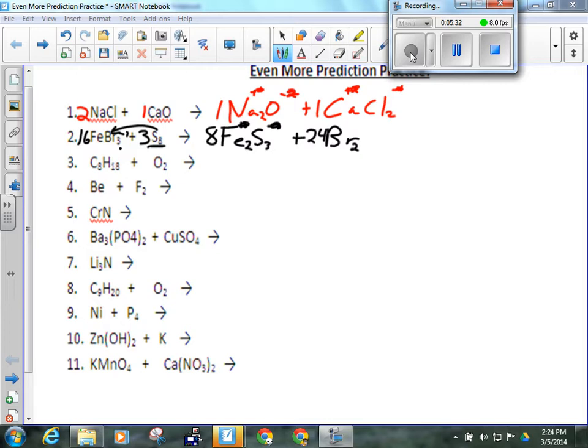I can't reduce further. 3 is my smallest number. I can't divide 8 or 16 by 3, so they have to stay the way they are. Everybody with me on that one?